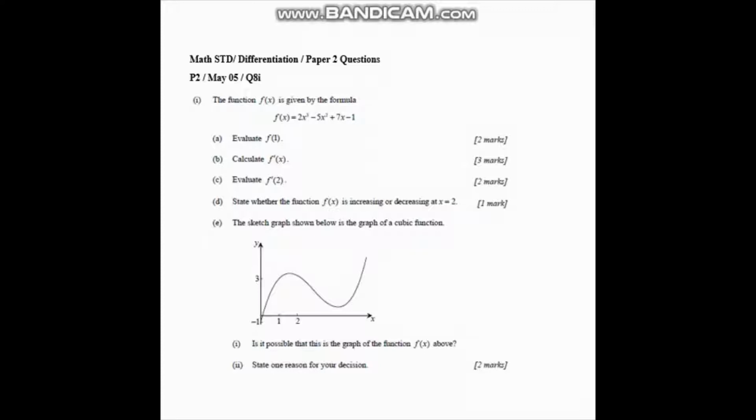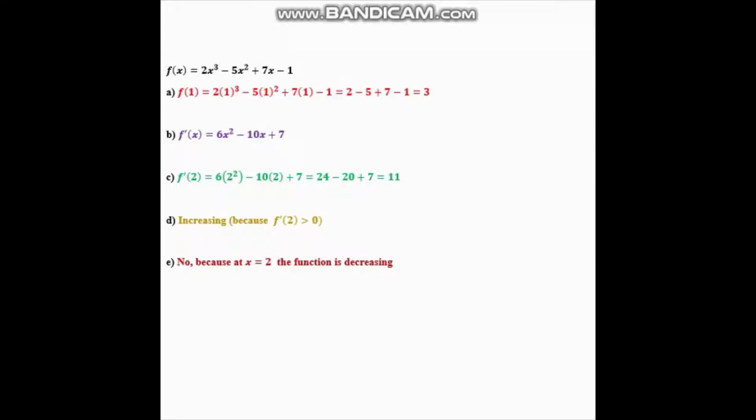In question D, I'm required to state whether the function is increasing or decreasing at x equals 2. Since I already have the value of f dash of 2, which is a function of the slope, I can simply analyze that if the slope is positive, then the function is increasing, or else if the slope is negative, then the function is decreasing. So since f dash of 2 is positive, hence the function is increasing because this is a positive number.